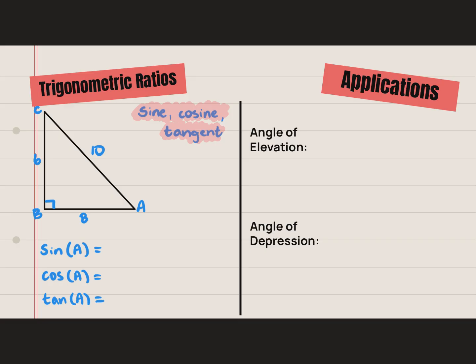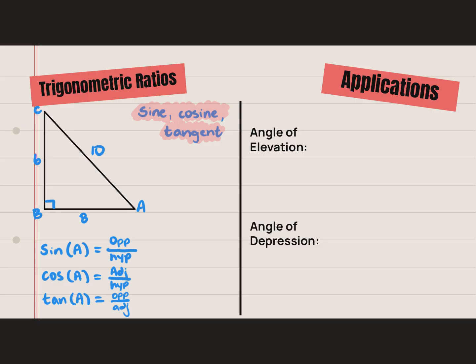Sine of A always refers to the opposite side over the hypotenuse. Cosine of A always refers to the adjacent side over the hypotenuse. And tangent of A always refers to the opposite side over the adjacent side.